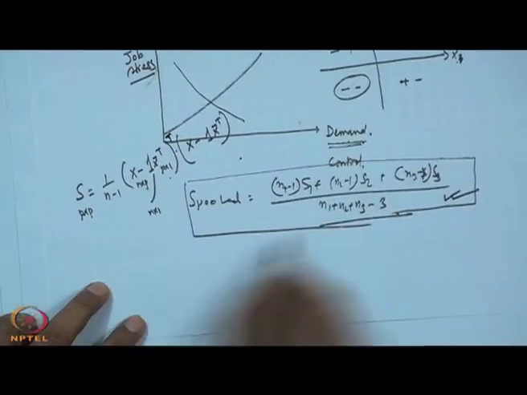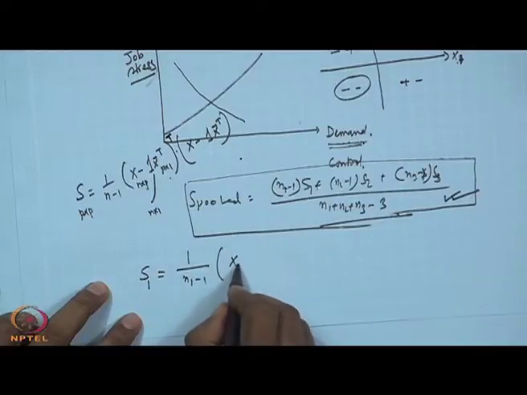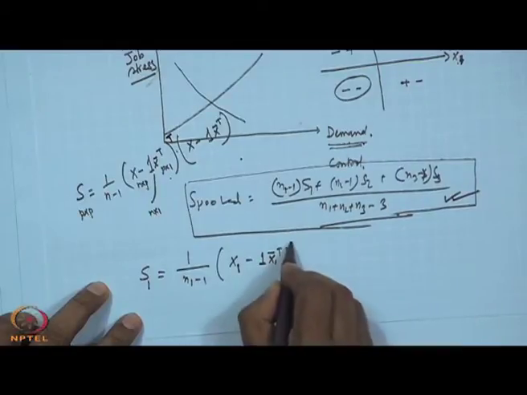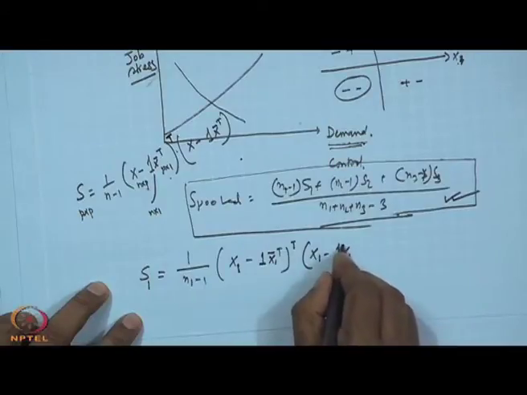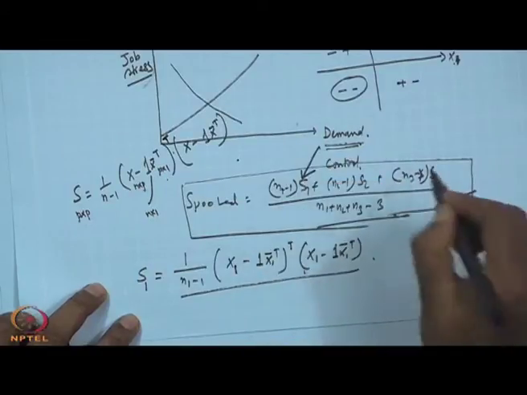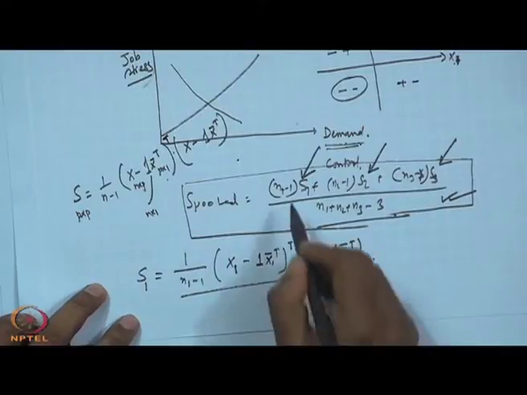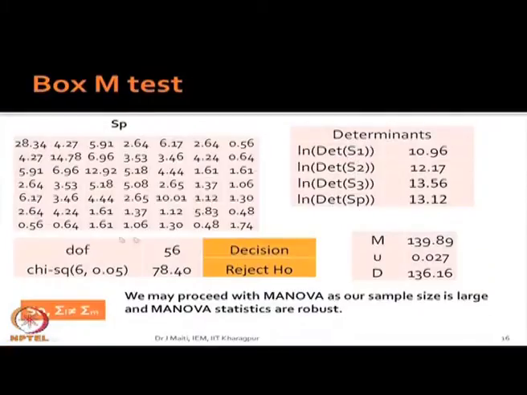Okay. So, I am writing again, for everywhere when you calculate S, suppose you are calculating S1, then you are writing like this: N1 minus 1 into x1 minus 1 x1 transpose, this is the case. So, using this you will be getting S1, you will be getting S2, you will be getting S3, and once you know S1, S2, S3 you will be getting S pooled, and this S pooled value is given here. So, it is 7 cross 7 matrix.